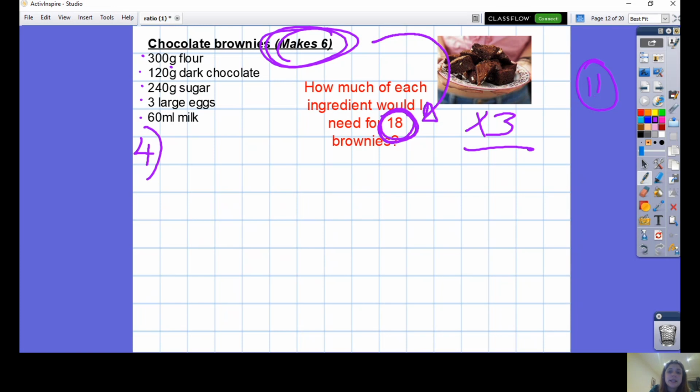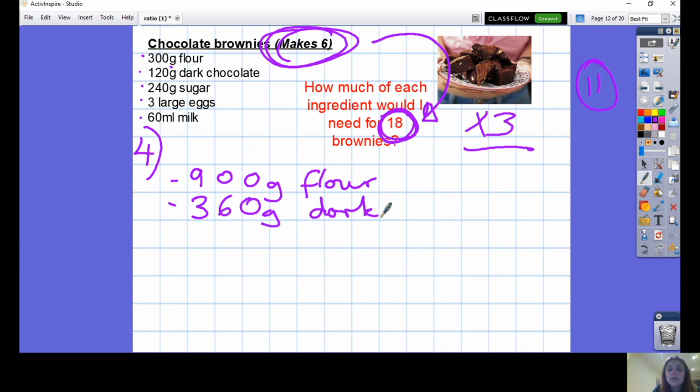Okay, I'm going to go through the answers then. Make sure you've had a go at this question with timesing everything by 3. 300 times by 3 is 900, and that's grams of flour. If you didn't write grams of flour, it's wrong. 120 times by 3 will be 360, and that's grams of dark chocolate. Okay, 240 times by 3, a little bit trickier now. I would probably do 200 times by 3, which is 600, and 40 times by 3, which is 120. Add that together and you've got 720 grams of sugar.